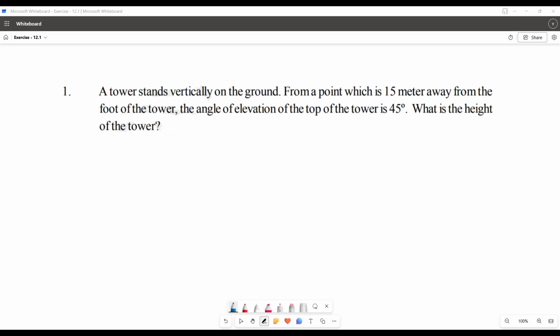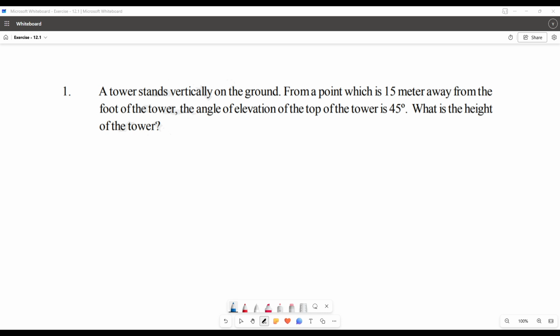Today we have the first question of exercise 12.1. It says a tower stands vertically on the ground. From a point which is 15 meters away from the foot of the tower, the angle of elevation of the top of the tower is 45 degrees, and we need to find the height of the tower.